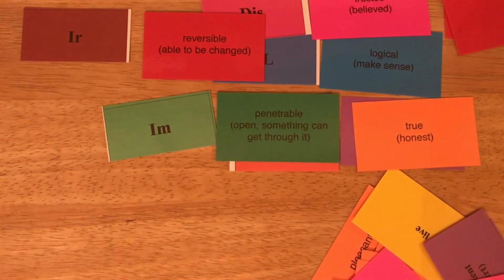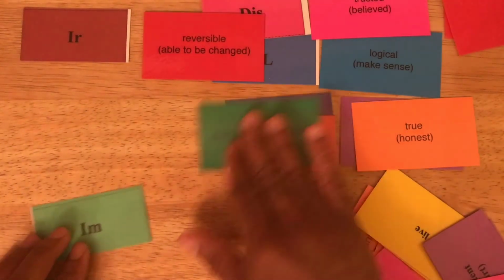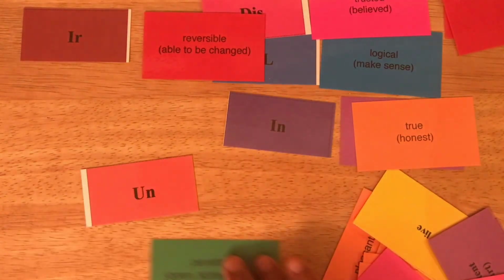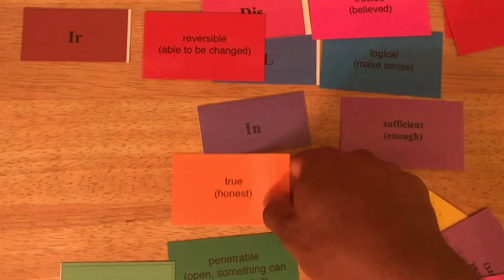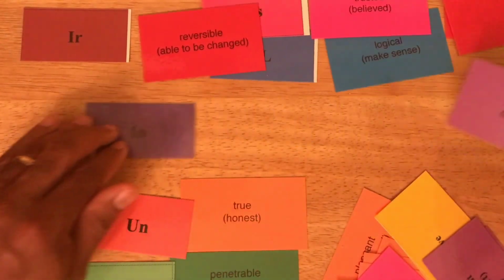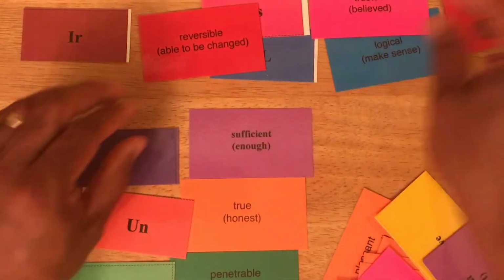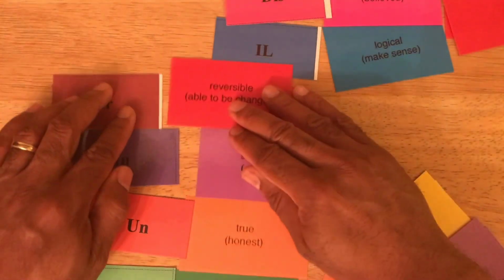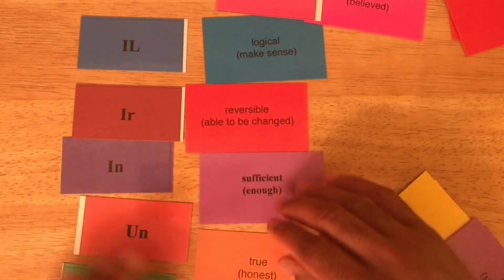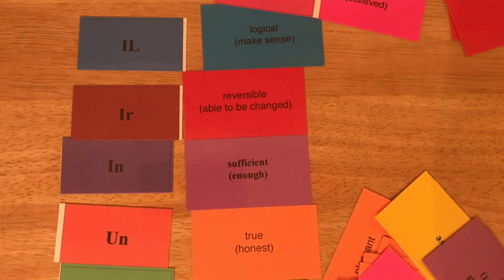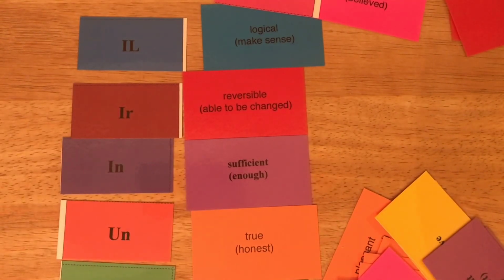Now I'm going to have 10 vocabulary words because I'm using prefixes to make words. I start off with my base word, I add a prefix, new word. My base word, true, untrue, sufficient, insufficient, reversible, irreversible, logical, illogical. And now you're becoming Prefix-Smart. Let's go. Take your 10 base words from the pile, grab your prefixes, and let's go and make some words together. Let's have some fun.